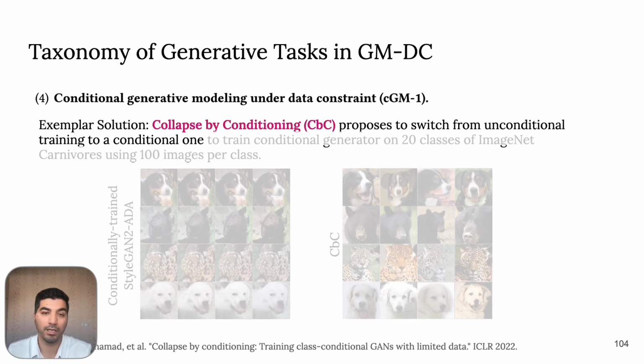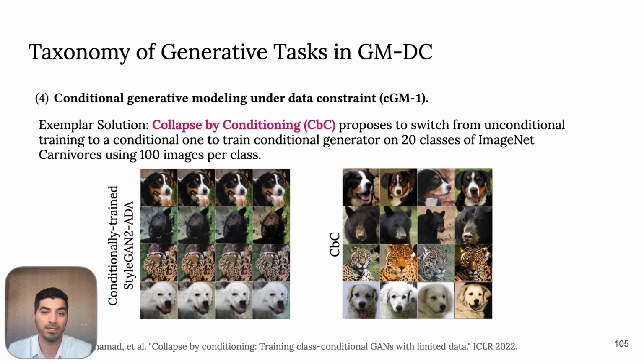As an example of a solution for this, we have the CBC approach, which proposes a switch from unconditional training to a conditional one during training. So they have a very simple but cool mechanism to do this. They start with unconditional training, which is more stable under limited data, and switch to conditional one. We will discuss more details later.